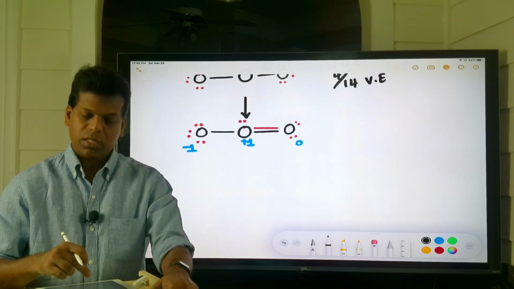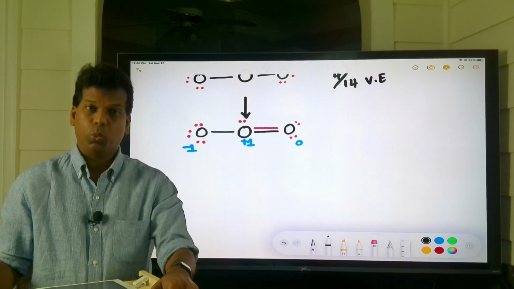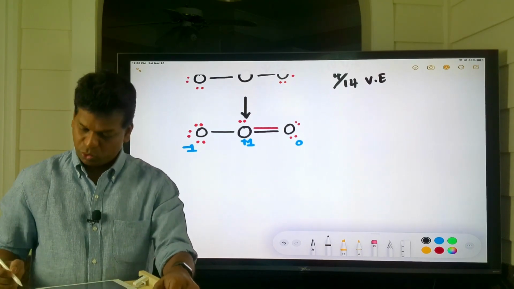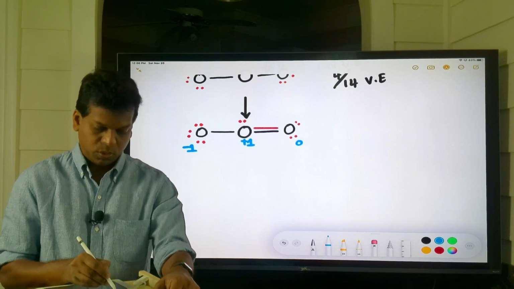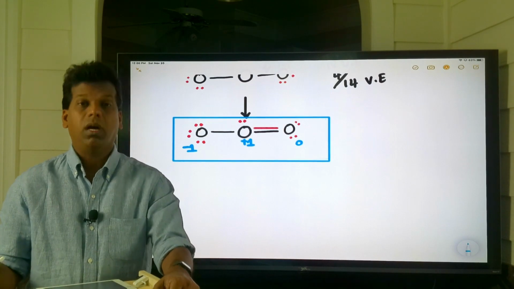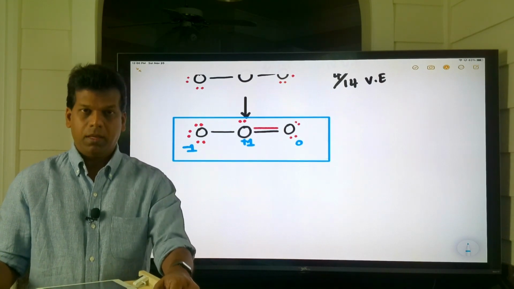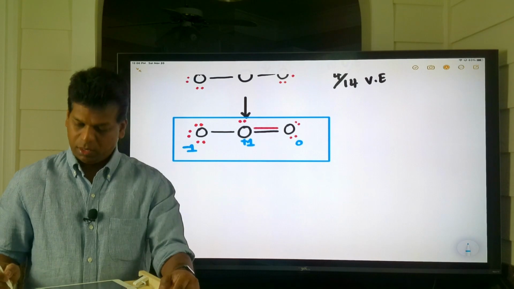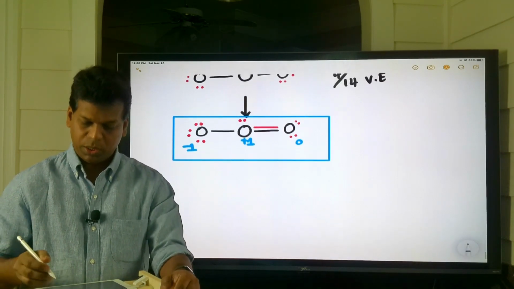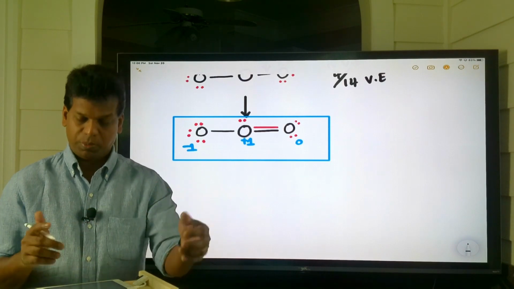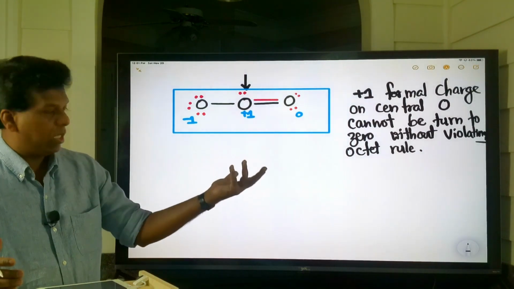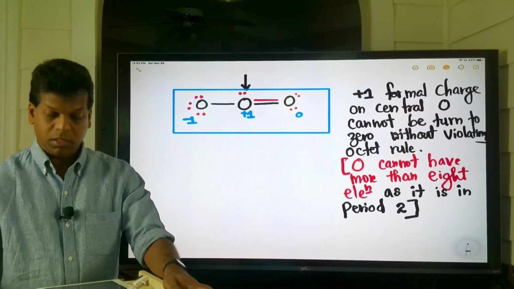So we cannot get rid of that +1 formal charge on oxygen. So this is the right structure for ozone. We can't get rid of that +1 on oxygen. I assume you understood. If you want, I can write it down just to remind you, but this was discussed in our previous video, part 1. I assume you understand when I write it in that way. I believe it is clear.